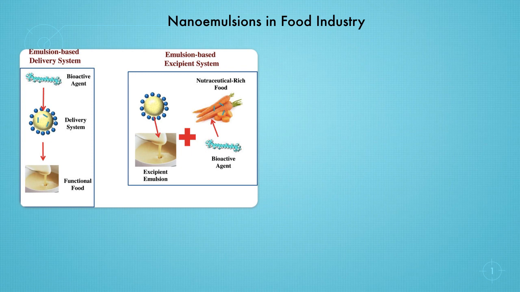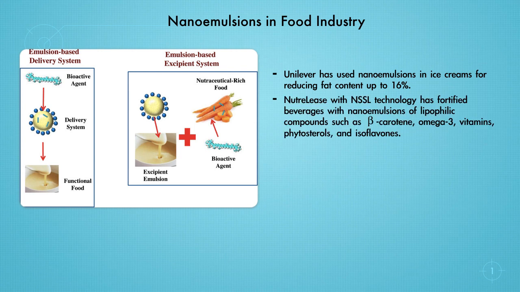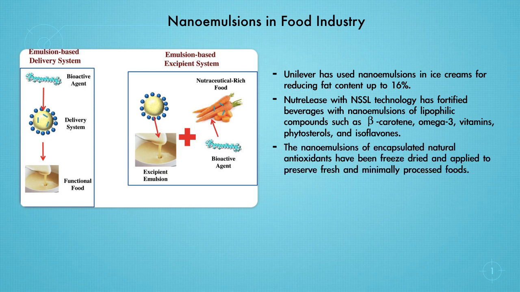Now I will give you examples of recent use in different kinds of companies. First is the Unilever company, which uses nanoemulsion in ice cream for reducing fat content by up to 60%. This company has already patented its own nanoemulsion also. The second one I want to discuss is a small startup, Nutralease, which with its NSSL technology has fortified beverages with a nanoemulsion of lipophilic compounds such as beta carotene, omega-3, vitamins, and lots of extra nutrition which we can put into different kinds of beverages.